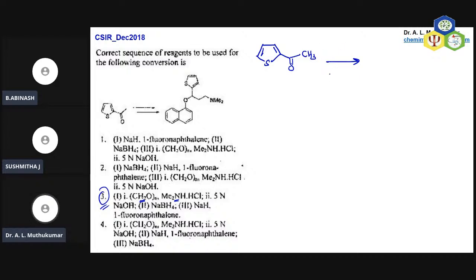When you treat formaldehyde and dimethylamine in the presence of acid, it will provide the formation of an iminium ion. That is the Mannich reaction, I have already said. By the removal of water, it leads to the formation of the corresponding iminium ion. That means you can write CH2 double bond N+ Me2. This is what is happening in this step.